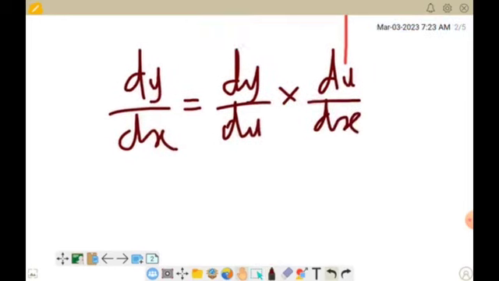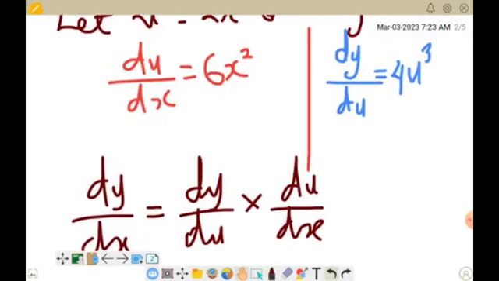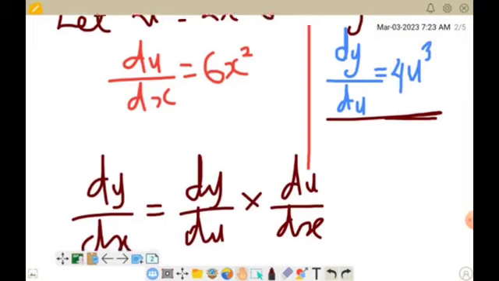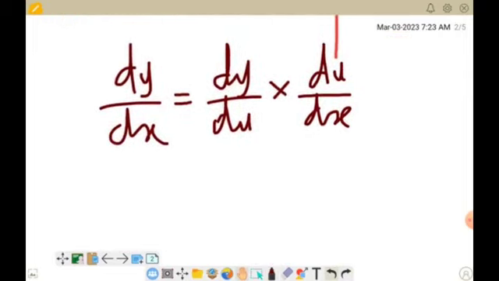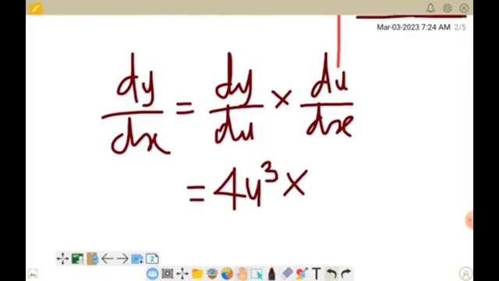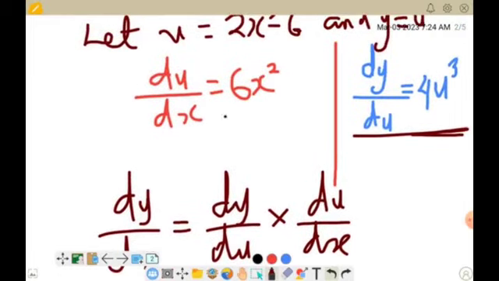All right. What's our dy/du? From what we solved earlier, look at it. Our dy/du is 4u to the power of 3. So we come back to the formula and write this equal to 4u to the power of 3 multiplied by, now what's du/dx? From here we have du/dx to be 6x squared. All right, so we have to go back to the formula.